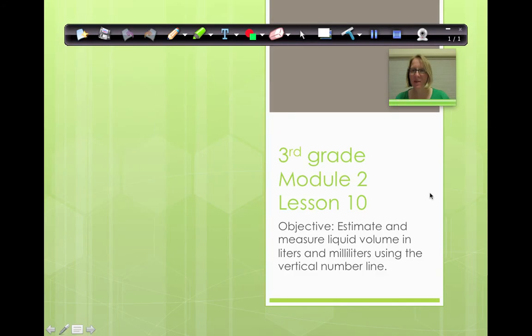There it is. Wonderful. Hello, everybody. Today we're going to do Module 2, Lesson 10. Our objective is that we're going to estimate and measure liquid volume in liters and milliliters using the vertical number line. Now remember, liquid volume is another way of saying how much capacity is in a container, how much liquid it is holding currently.